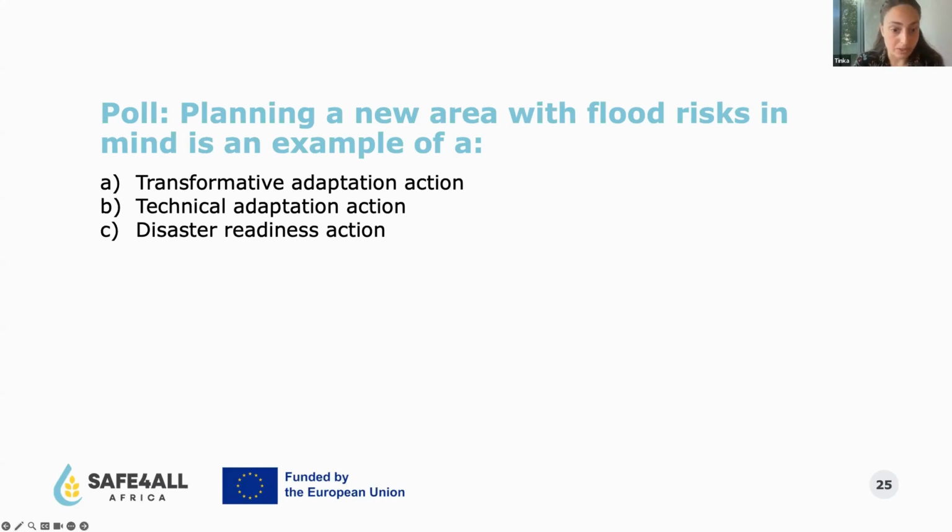So if you have any more questions about that, write it in the chat. And I think it is good to know that many of the adaptation actions you can take are not per se transformative or technical or disaster readiness. So it's really this distinction is only a tool to help you think. So yeah, don't worry about it too much. So that's all I wanted to introduce to you.